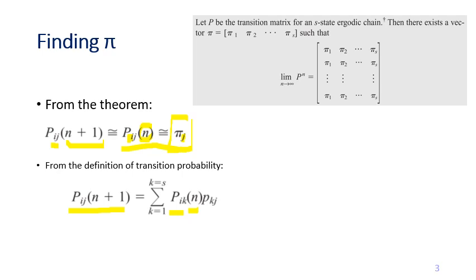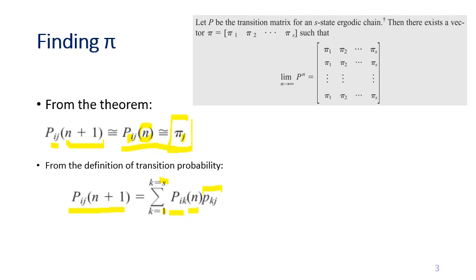So k can be from state 1 to state s. So you must go from i to k in n steps. So at the end of step n, you are at state k. And then in the next one step, you go from k to j, such that now you are at state j. So that's how we define the probability of transitioning from i to j in n plus 1 steps.